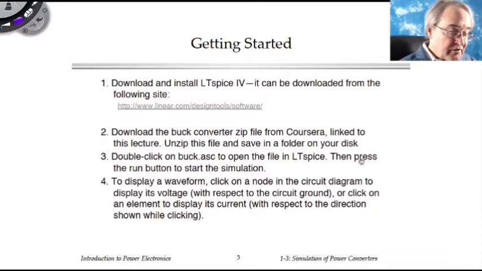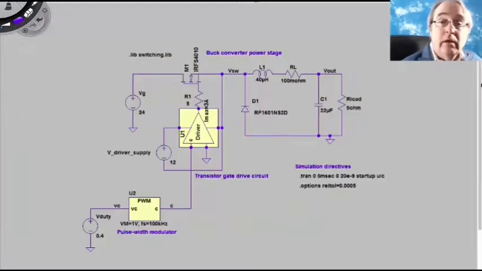Then what you do is press the run button to start the simulation. The simulation will take maybe 10 or 20 seconds to run. When it's done, then to display a waveform you can click on a node and it will give you the node voltage. Or you can click on an element and it will plot the current through the element.